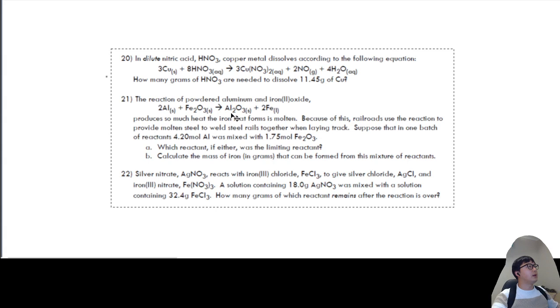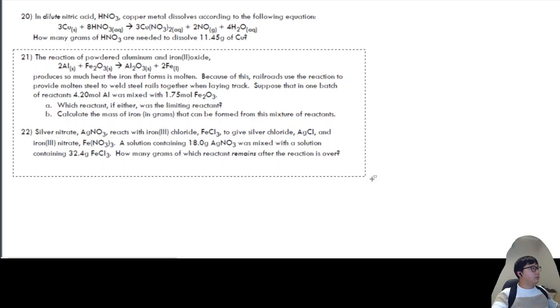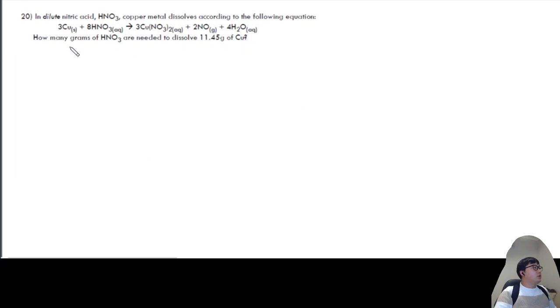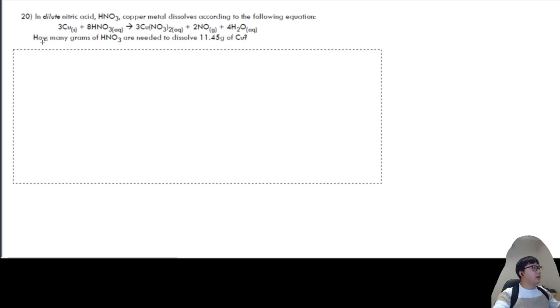Now moving on to the next question. All right, so we're going to try to finish all of the stoichiometry limiting reagent questions up to 20, 21, 22 by 7:30. Not sure if we can do that. Okay. So question 20, dilute nitric acid, so HNO3, copper metal dissolves according to the following equation. So this is the equation. How many grams of HNO3 are needed to dissolve 11.45 gram of copper? So I think you guys can try that.